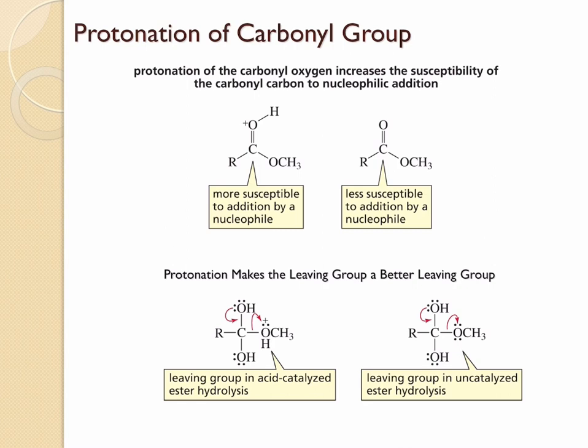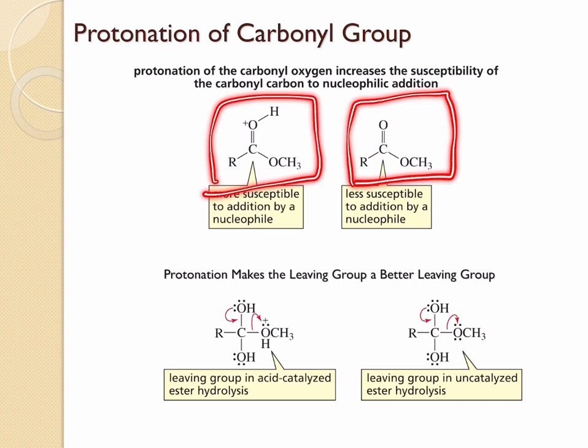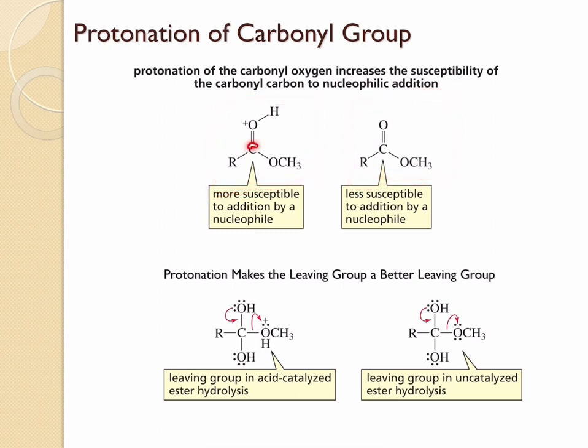Now the acid is going to serve two purposes. The first one is to protonate the carbonyl oxygen. If the carbonyl oxygen gets protonated, it's going to increase the susceptibility of the carbonyl carbon towards nucleophilic addition reaction. Let's compare the structures of the protonated ester and non-protonated ester. The protonated ester is going to have a more electron deficient carbon because this positively charged oxygen is going to withdraw more electrons towards it. Thereby, the nucleophile can attack this carbon very easily compared to this one.